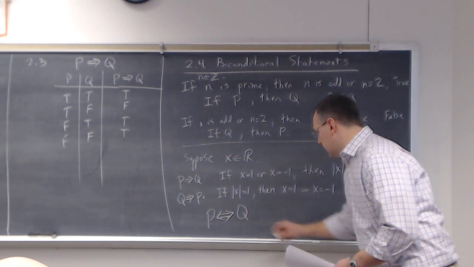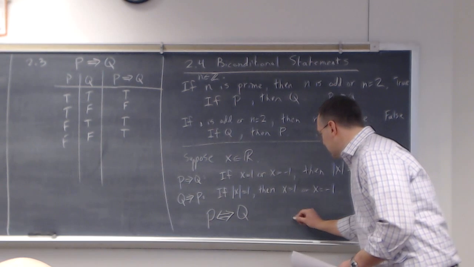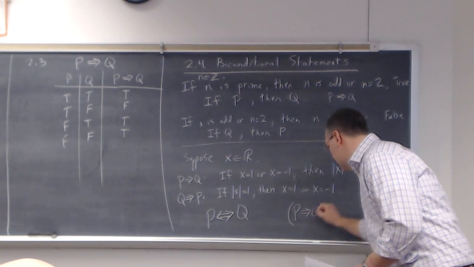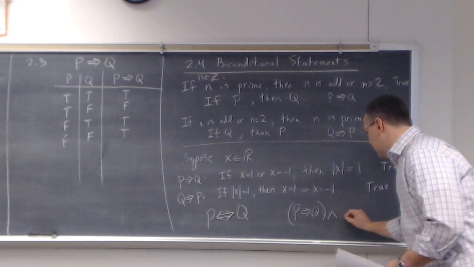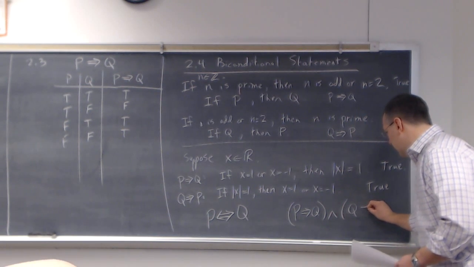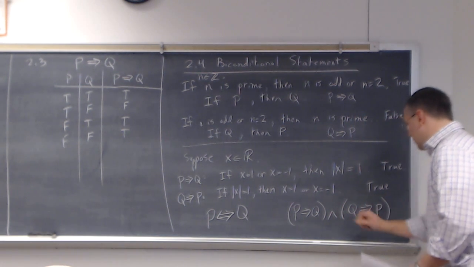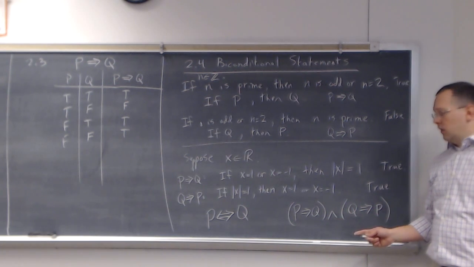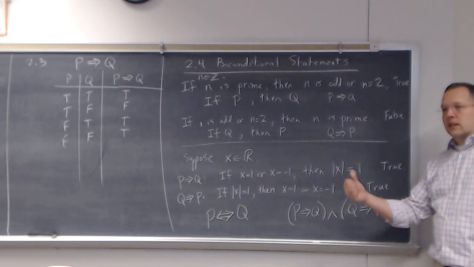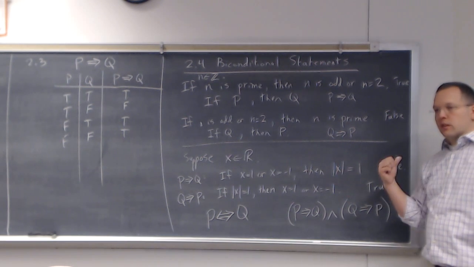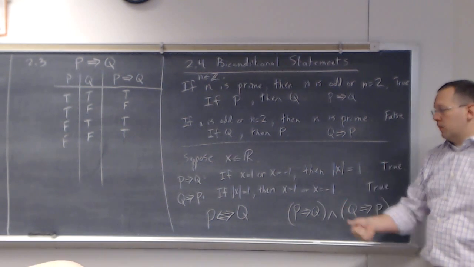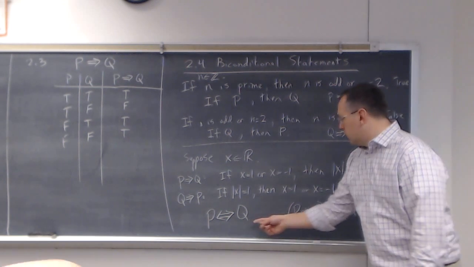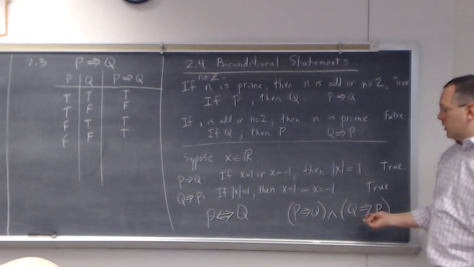So this thing right here means the same thing as saying P implies Q and Q implies P. This is kind of cumbersome to write. It's like a double-sided arrow, right? P is pointing to the Q, but Q is also pointing back to the P. So it's a really nice shorthand for this combination, P implies Q and Q implies P.